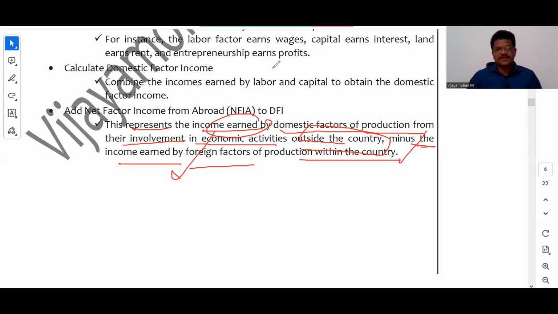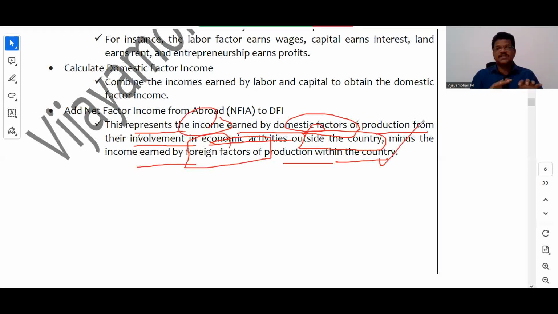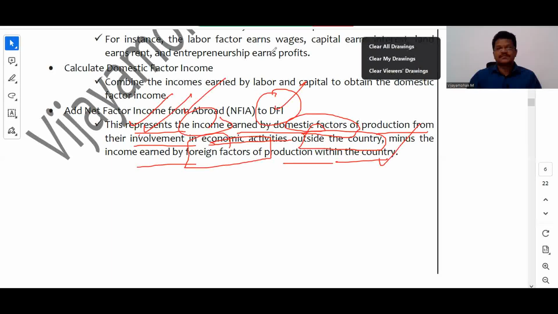సో this represents, I'll read the same thing once again. This represents the income which is earned by domestic factors of production from their involvement in economic activities outside the country minus the income which is earned by foreign factors of production within the country. ఈ రెండింటిని రిమూవ్ చేసుకుంటే, ఈ రెండింటి aggregate you will get the factor income from abroad, right? Net factor income from abroad. If you calculate, if you include domestic factor income and net factor income from abroad, you will get the national income, right?